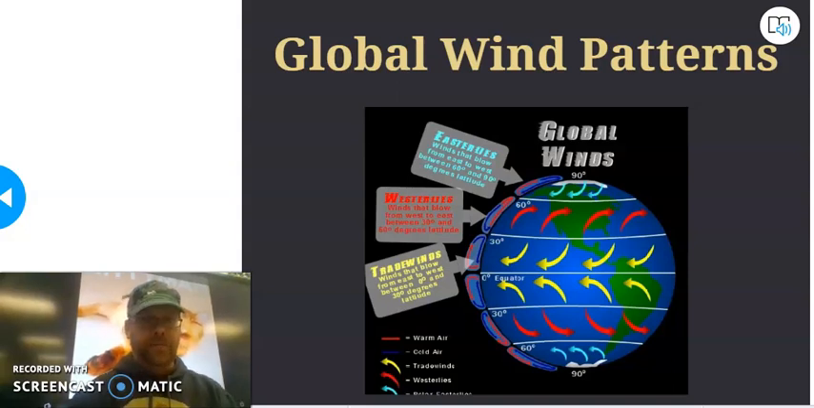All right, we are back for weather video number 2. Today we're going to focus on global wind patterns. Now again, we understand that hot air rises and cold air sinks. And we can see some of that in these convection cells, these cells that are around the Earth here.